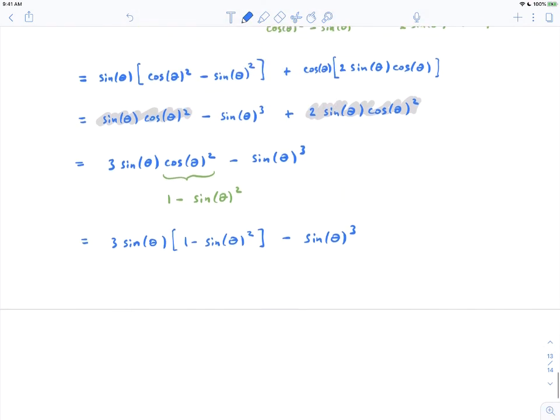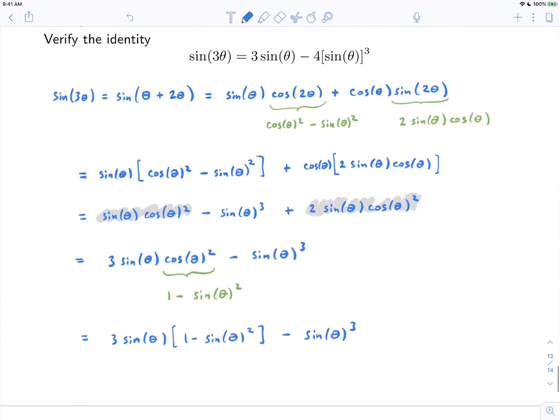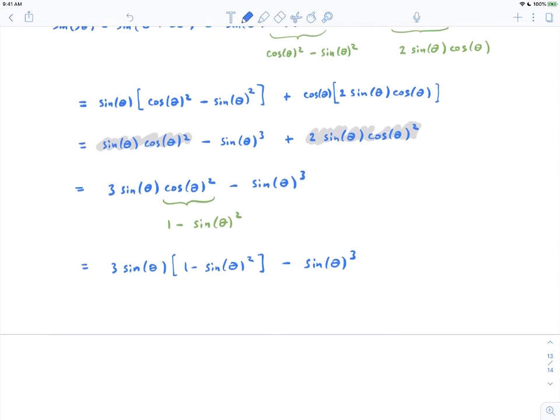Okay. Now notice we've gotten rid of all of the cosines, and that's one of our goals. We have sine of 3 theta. We want to write that as 3 times sine of theta minus 4 times the quantity sine of theta cubed. There are no cosines here, we've gotten rid of all of the cosines. So the next step is to distribute the 3 sine of theta.